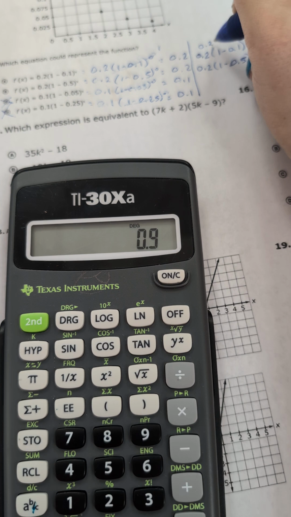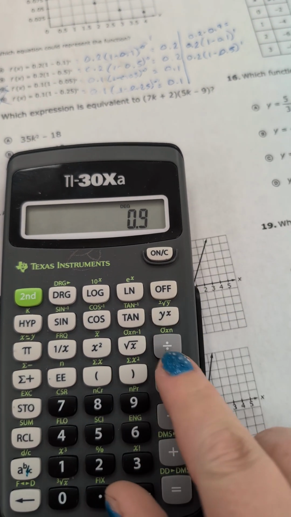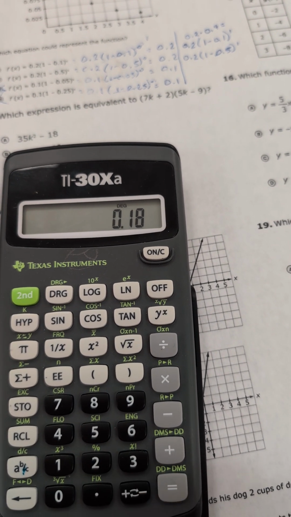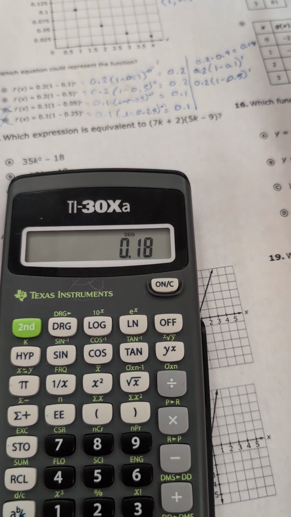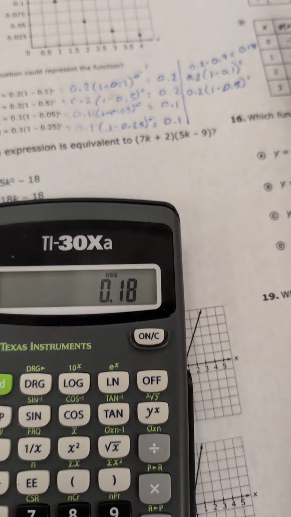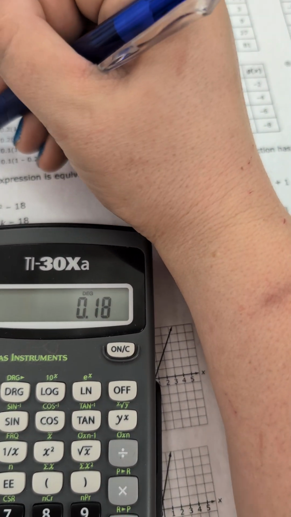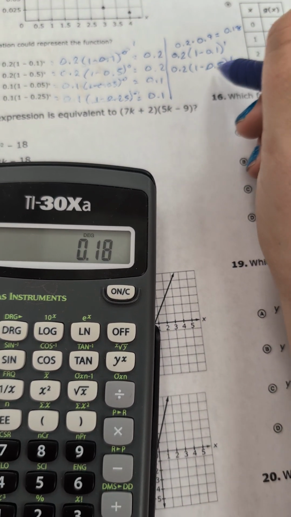So this becomes 0.2 times 0.9. So I'm going to put in my 0.2. I get 0.18. Well, what I'm looking for, I want to get an output of 0.1. There's so many points and zeros here. So I'm going to say A is not my answer because I didn't get that. So hopefully we get it right here.